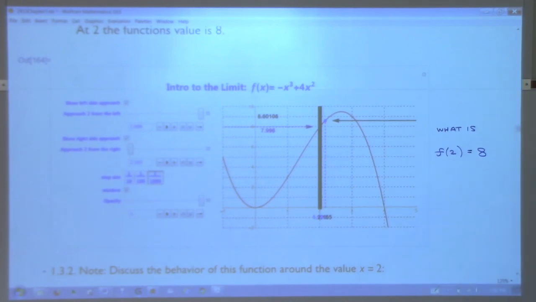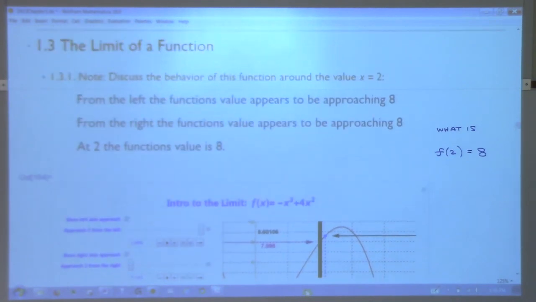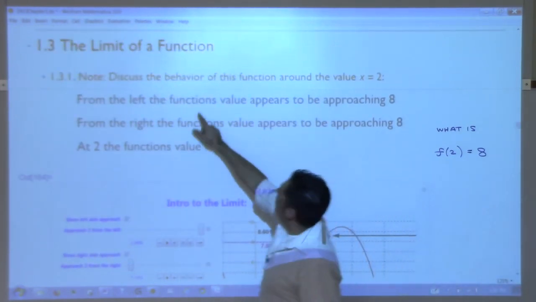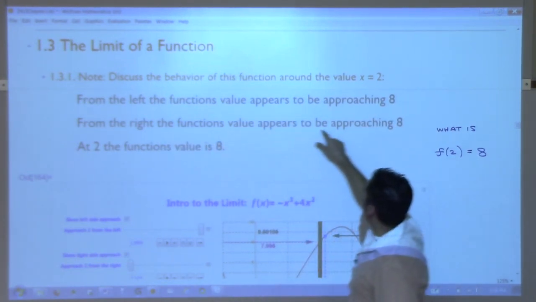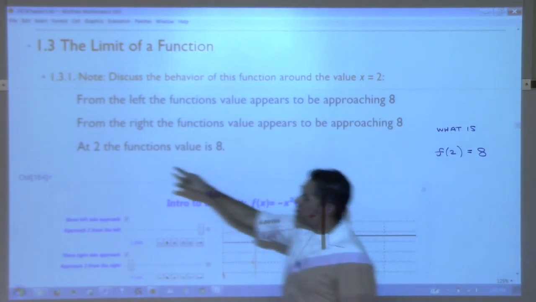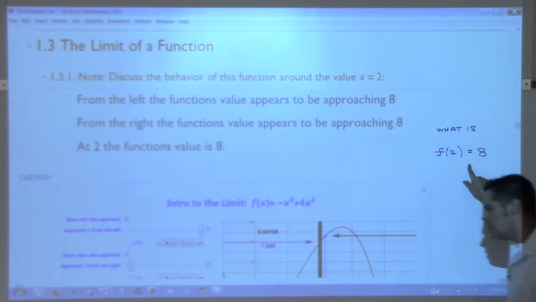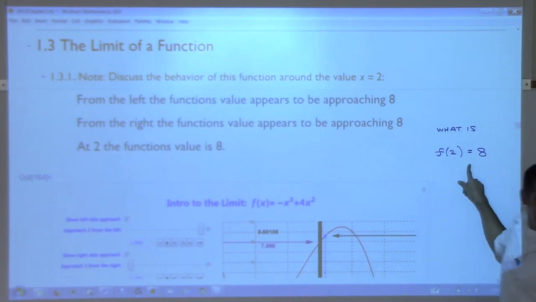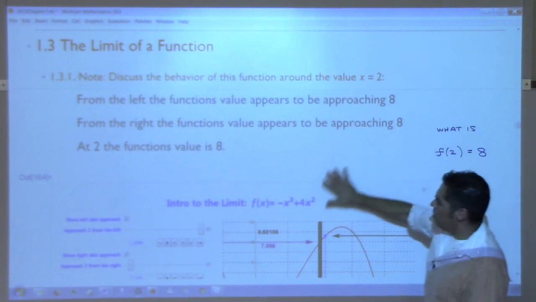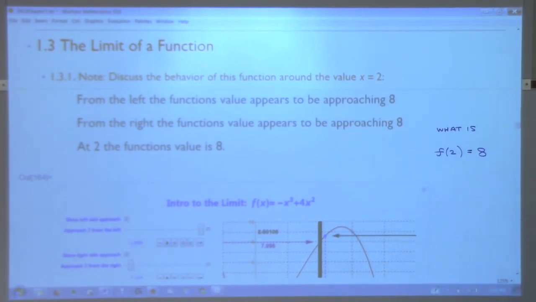Okay, let's do another one. So it appears that now if you scroll back up, I have that pretty much summarized. From the left, the function's value appears to be approaching 8. From the right, the function's value appears to be approaching 8. At 2, the function's value is 8. And that's what, I'm sorry, Karen, right? That's what Karen told us, right? So everything that we are looking at on this graph had to do with what's happening at 2. Yes?